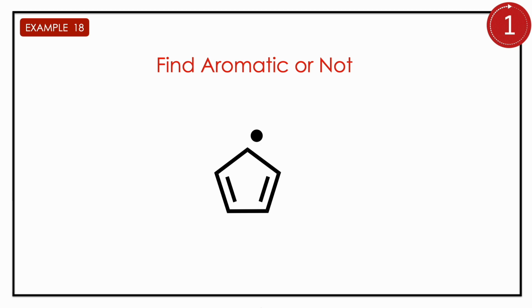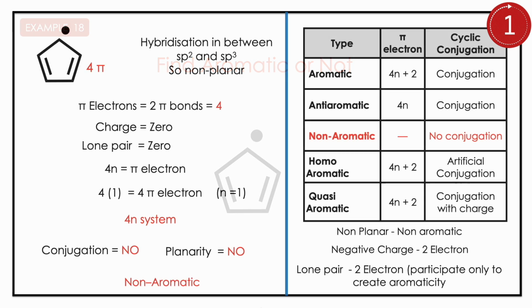Then the next example, here you have cyclopentadiene in the radical form. You have to find whether the radical is aromatic or not. Here you have a radical. A radical is a tricky compound because the hybridization is in between sp2 and sp3. You can say it is between tetrahedral and trigonal planar. So the compound is non-planar. Straight away you can say it's a non-aromatic compound. But if you go by facts, it has 2 pi bonds, so 4. Charge is 0, lone pair is 0. It's a 4n system, so it is expected to be anti-aromatic. Since there is no conjugation and no planarity, it's a non-aromatic compound. Simply, all radicals are non-aromatic.